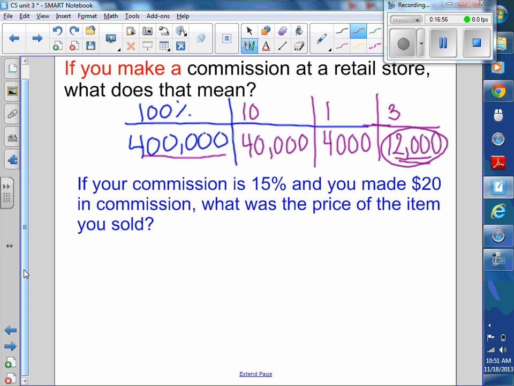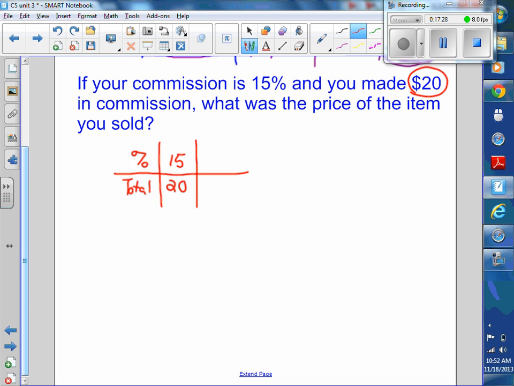The question is, what was the price of the item? So now we don't know the 100%. What do we know? The 15, and we want to find the 100, right? We know that 15% of some number, which we don't know the total, is $20. So right now our total's $20 because that's 15% of it. We want to know what is 100%. What was the actual selling price?